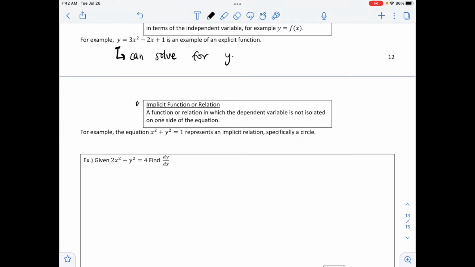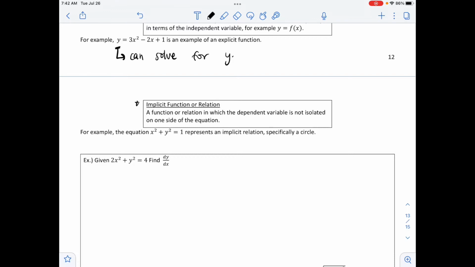Where on the next page we have what's called implicit functions or relations. And this is a function or relation in which the dependent variable is not isolated on one side of the equation. So we have, for example, the equation x squared plus y squared equals 1 represents an implicit function, specifically a circle. So if you notice on this one, I don't have one of my variables isolated.